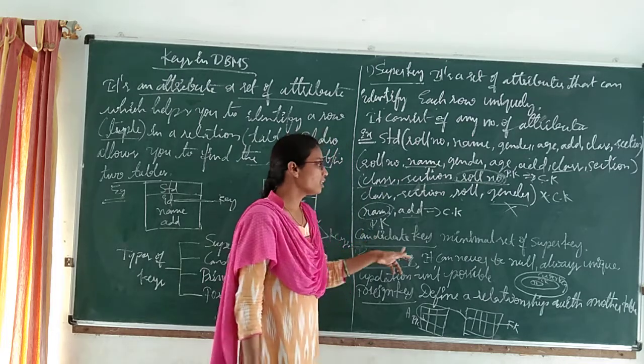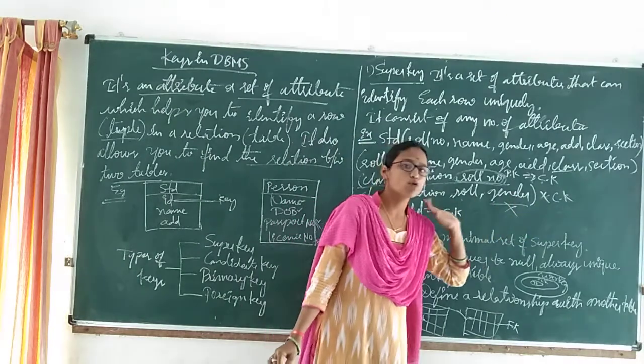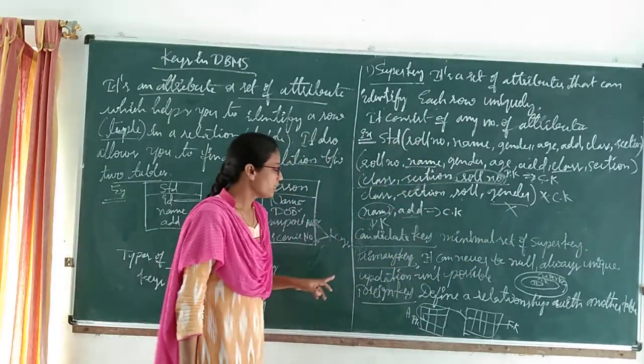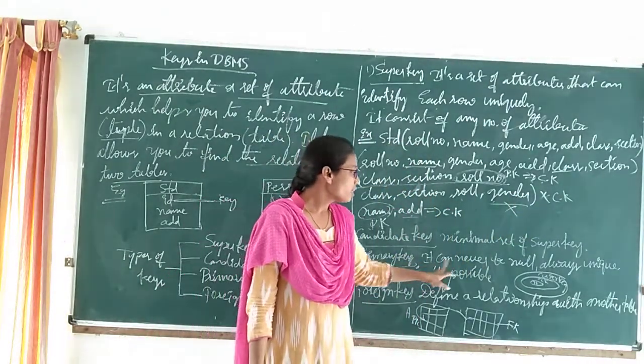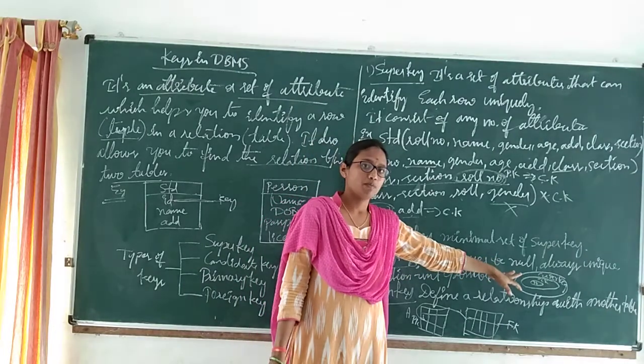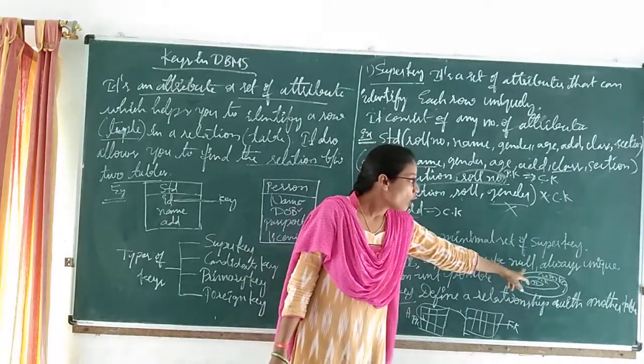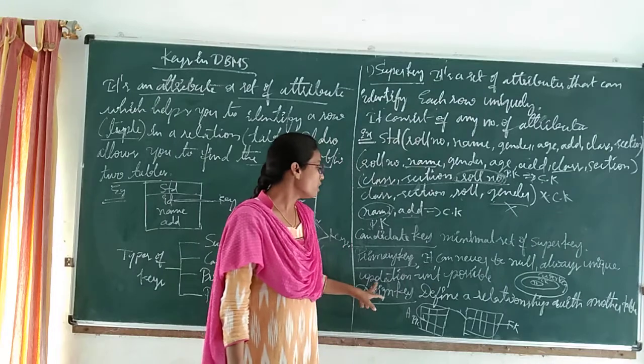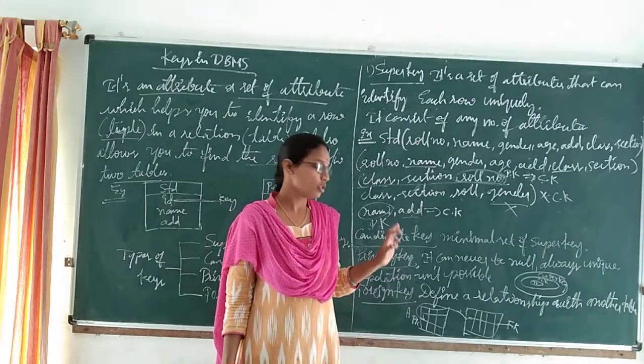And candidate key is nothing but it's a minimal set of super keys called a candidate key. And primary keys, it can never be null. Always unique. Updations is not possible.